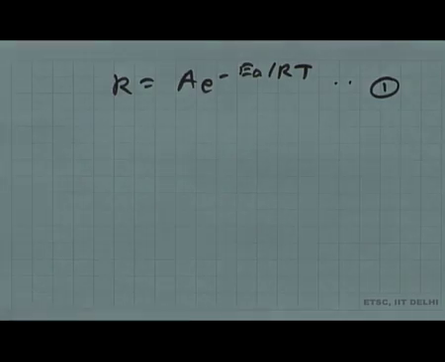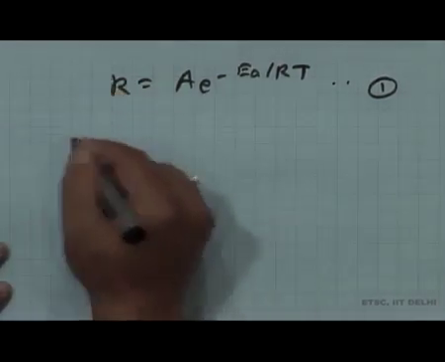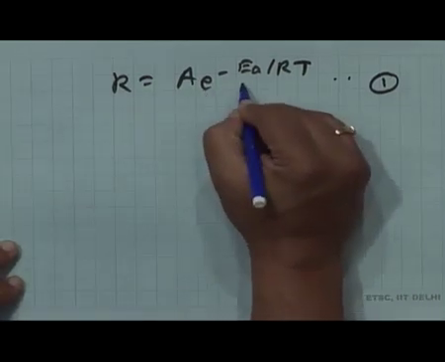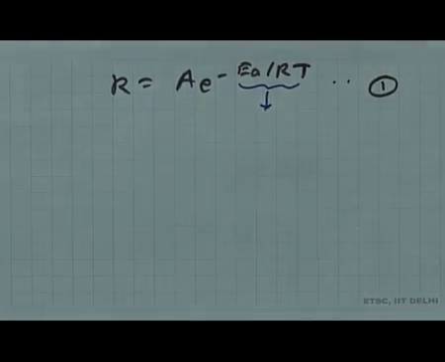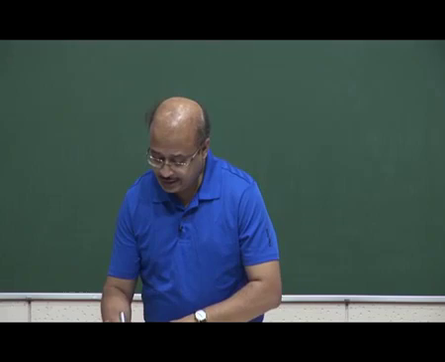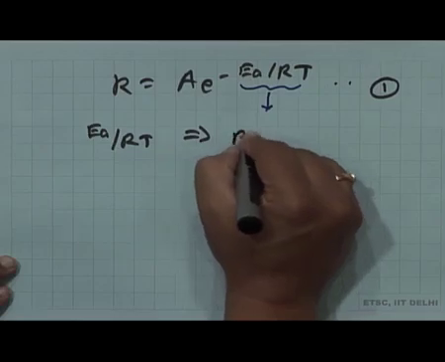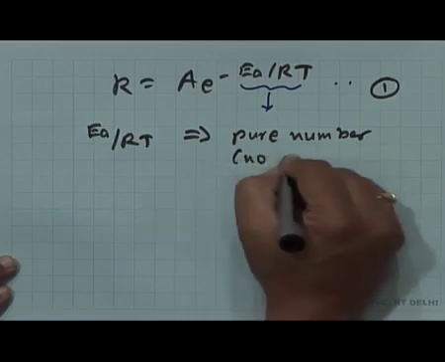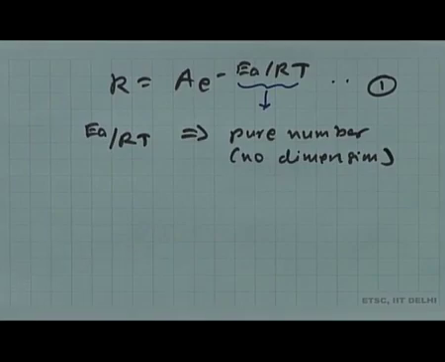Now, what you do is try to look at the details. So, we know what A is. Well, we will talk about A later, but before that let us look at the factor in the exponent. Remember, the factor in the exponent has to be dimensionless. So, that means EA over RT has to be a pure number, that is, no dimension. Is that what it is? So, let us check that out.